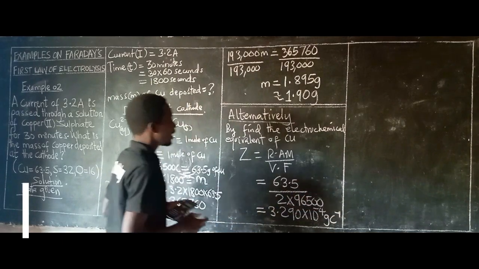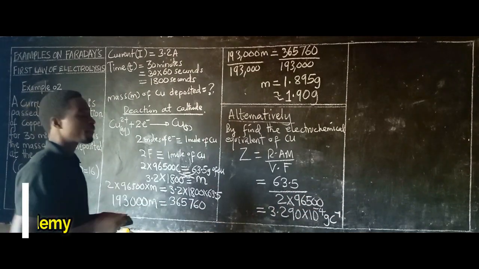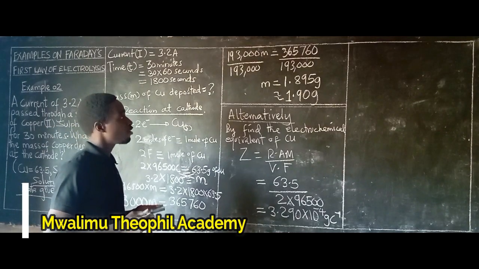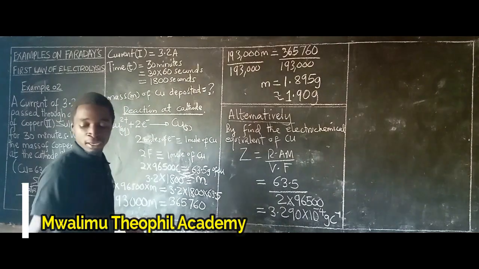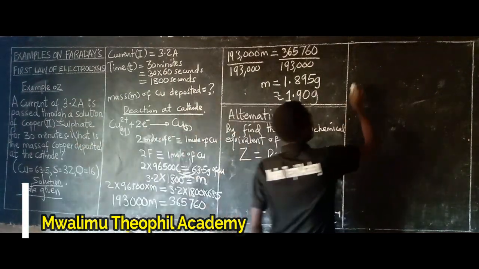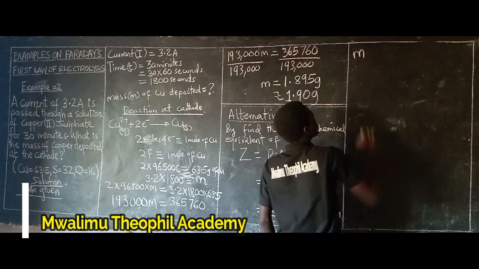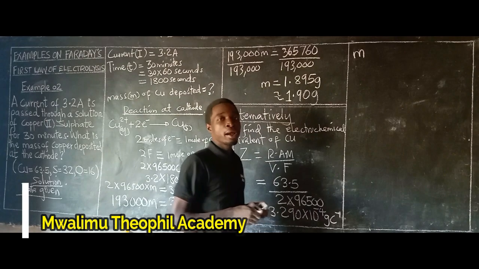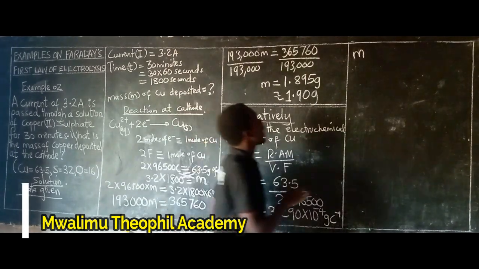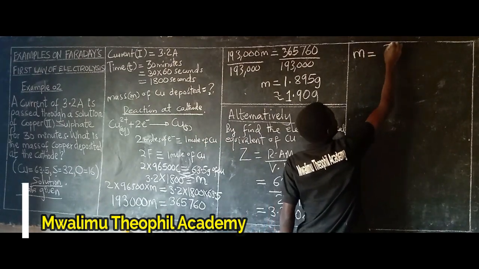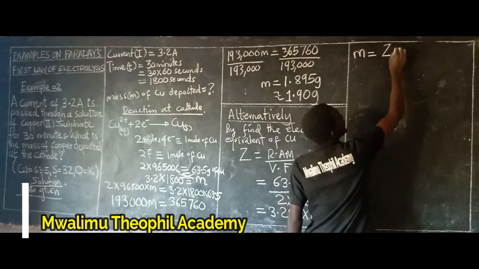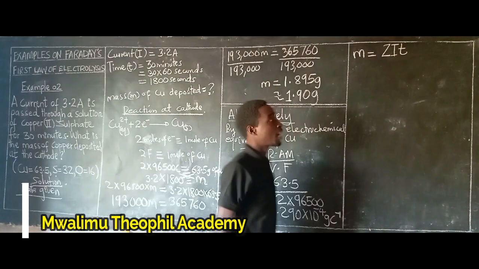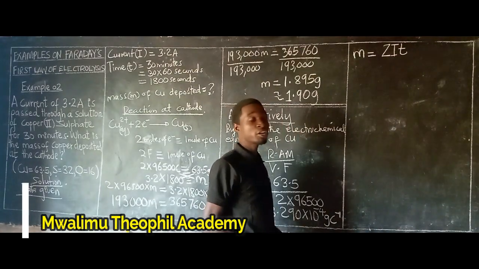Now, after that, let us solve directly by using the equation obtained when Faraday's first law of electrolysis is applied. We are told that, from Faraday's first law of electrolysis, mass is in direct proportion to the quantity of electricity passed through the electrolyte. Mass is equal to Z, which is the electrochemical equivalent, times current times time. This is the equation according to Faraday's first law of electrolysis.